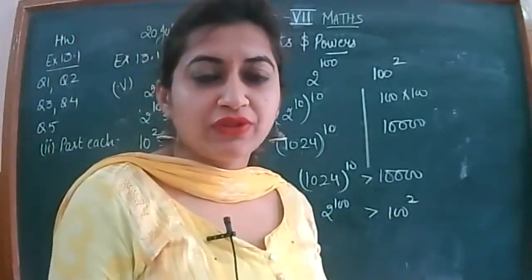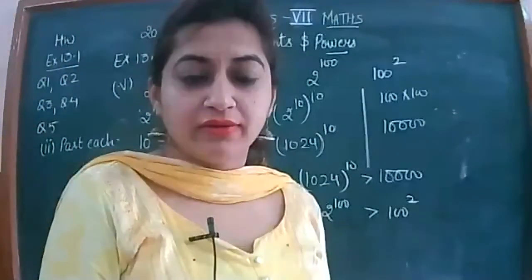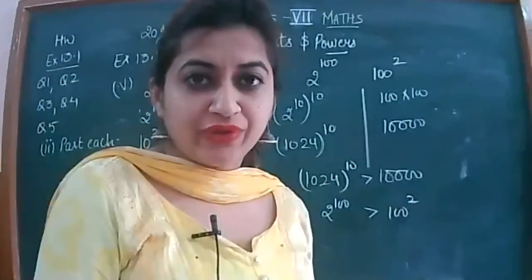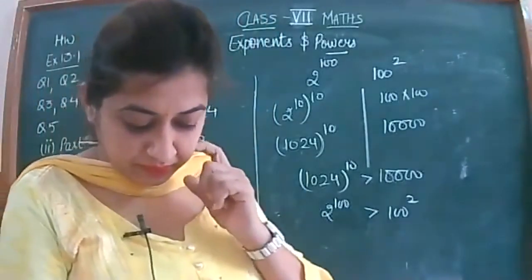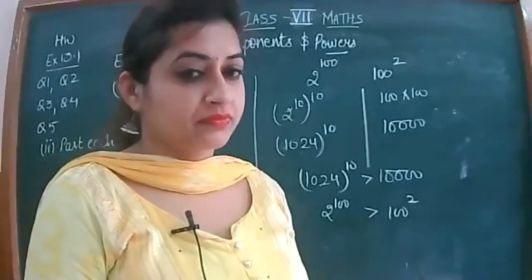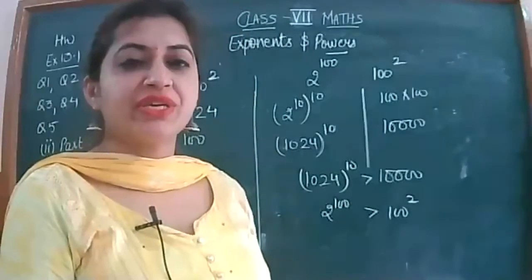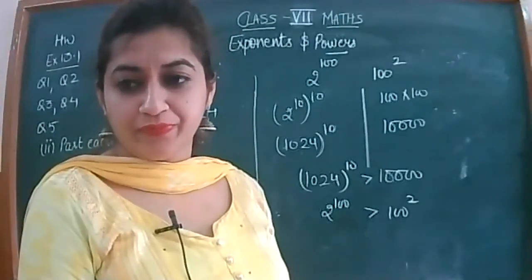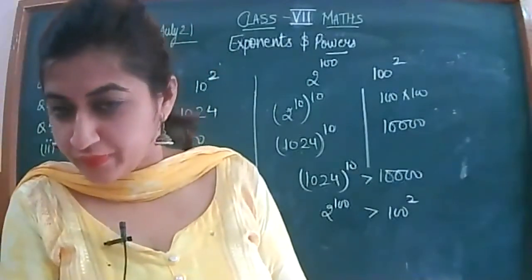Yes, Guneet, the answer of the first part is 648. Have you done? Ma'am, 2 raised to power 3 into 3 raised to power 4. Yes ma'am, 2 raised to power 3 multiplied by 3 raised to power 4. And second answer is 3 multiplied by 4 power is 2 multiplied by 9.